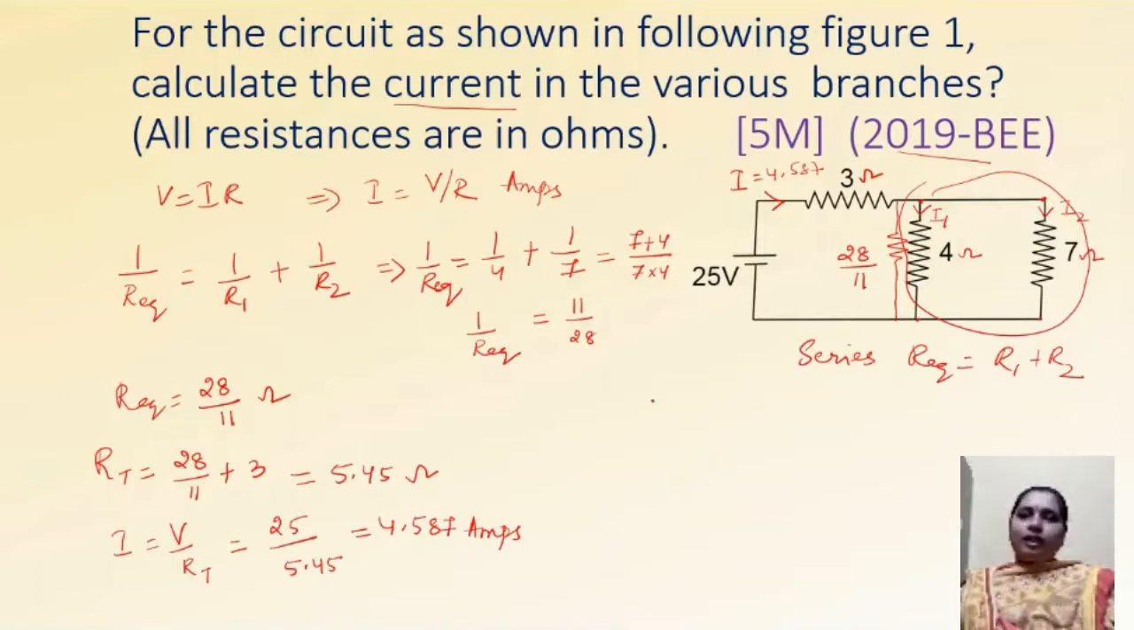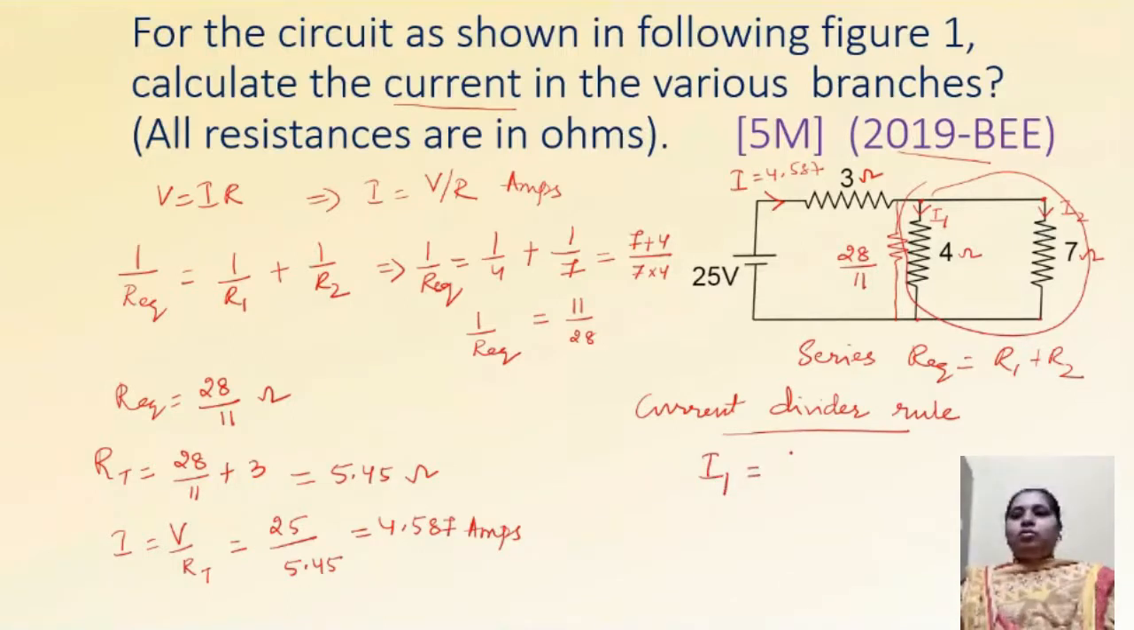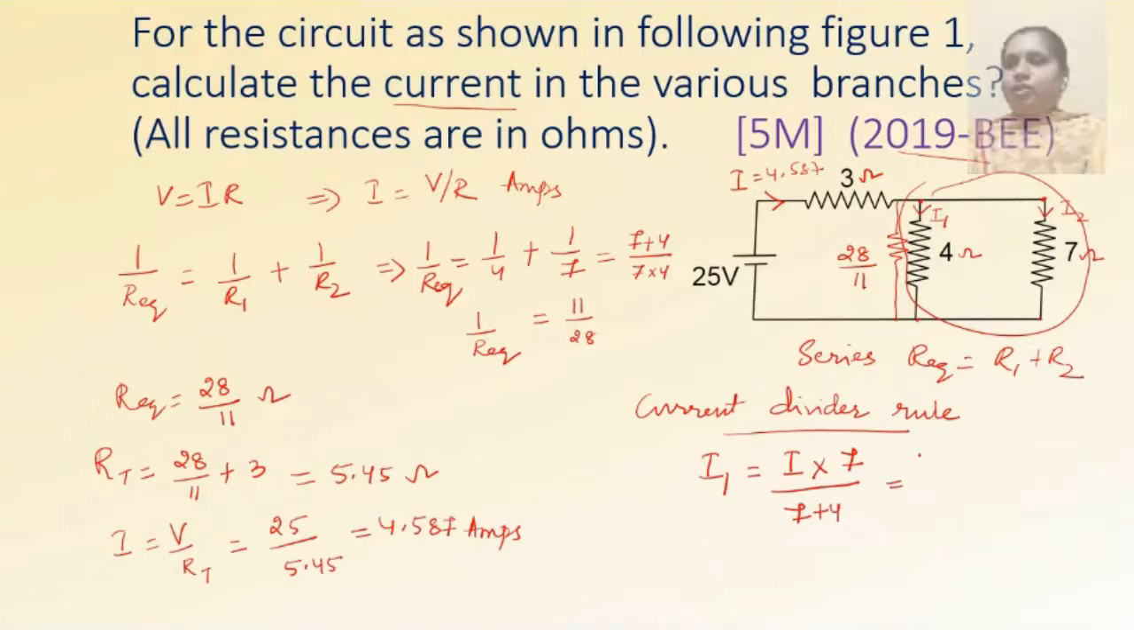So we have to use the current divider rule. Right? So current divider rule, we know that to find out I1, we have to use total current into opposite branch resistance, here it is 7, divided by total resistance, 7 plus 4. That is 4.587 into 7 divided by 11. It is nothing but 2.91 amperes.